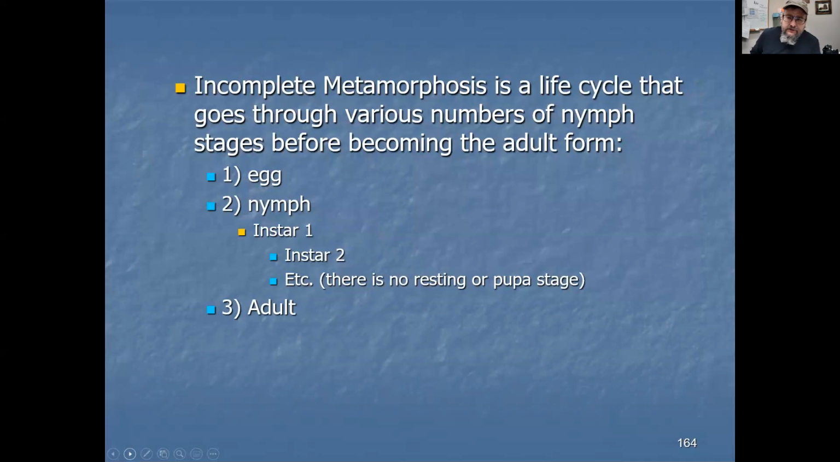Incomplete metamorphosis is a life cycle that goes through various numbers of nymph stages before becoming the adult form. So you have an egg stage, a nymph, but then the nymph, you have what's called instar 1, instar 2. So it's almost little bigger versions of the nymph until it becomes an adult.